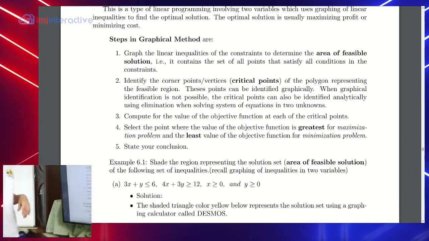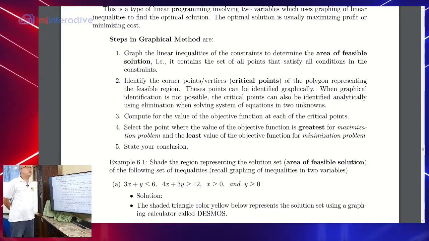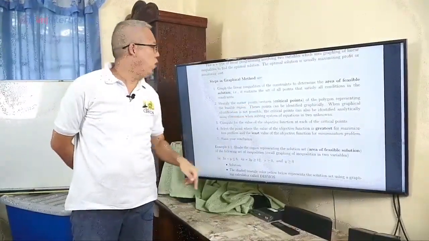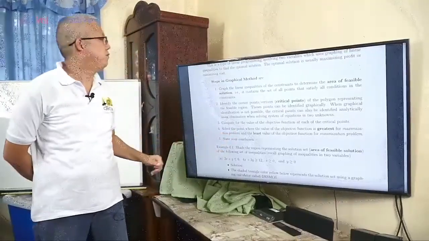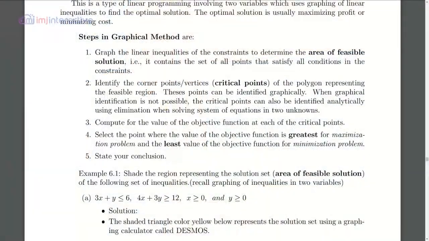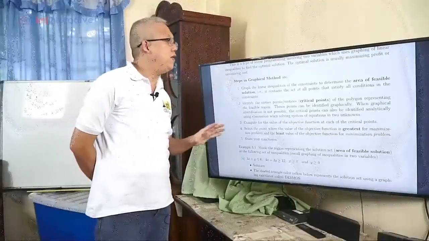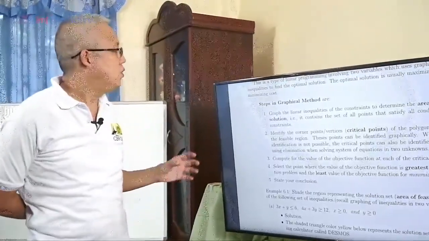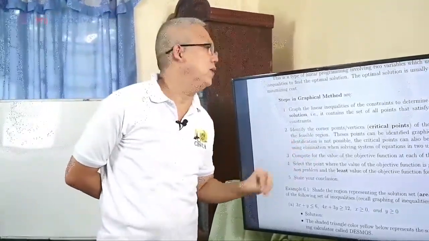So, step number 1, graph the linear inequalities of the constraints to determine the area of feasible solution. The area of feasible solution is that set of points that satisfy all the conditions in the given constraints. Step number 2, we identify the corner points or the vertices. We usually call them the critical points of the polygon. Normally, when you graph and identify the shaded region, the area of feasible solution, they are usually in the shape of polygons. So we identify the corner points of that polygon.